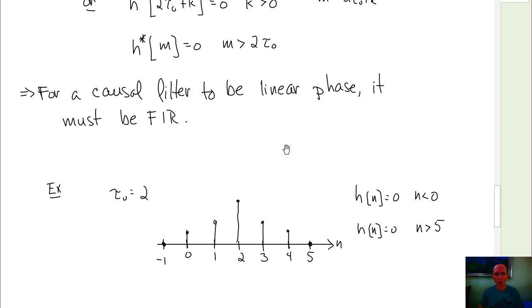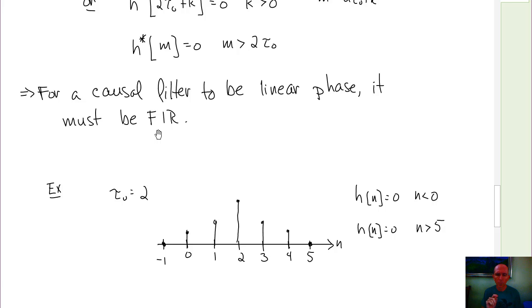It means that all causal linear phase filters are going to be what we call finite impulse response. They can't go on forever. If they start somewhere, they have to end somewhere too to have that symmetry. Because if they go on forever in one direction, they would have to go on forever in the other direction, which would make it an infinite impulse response.